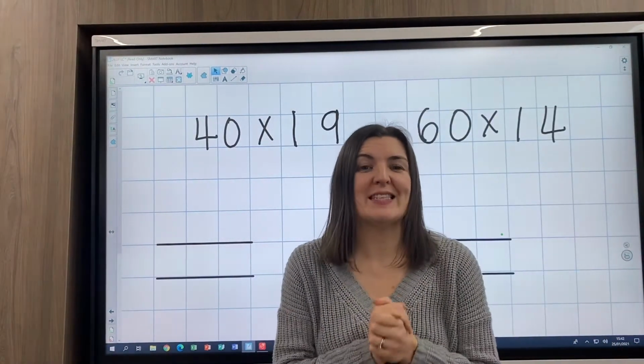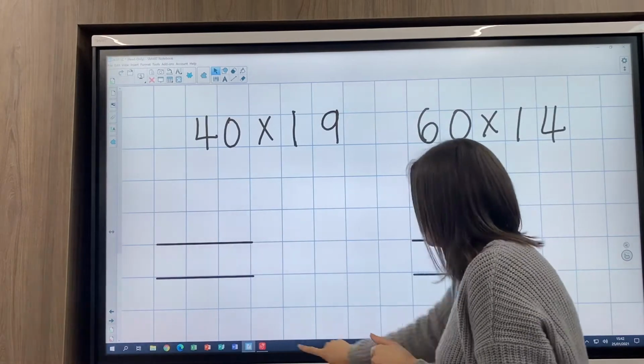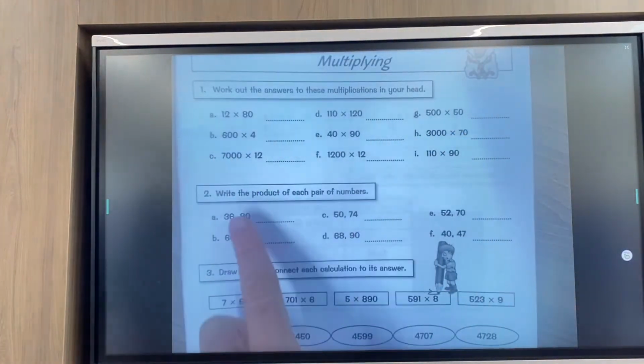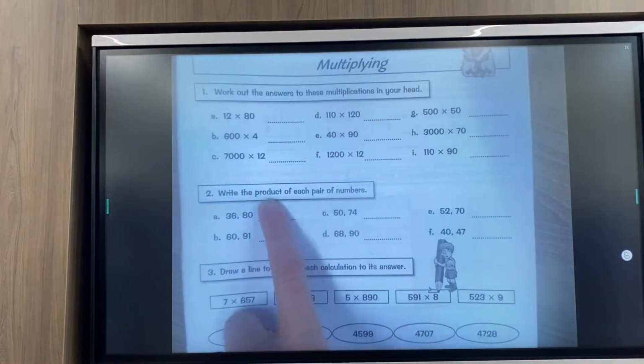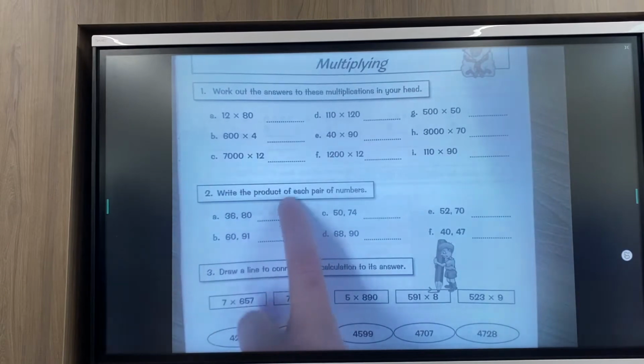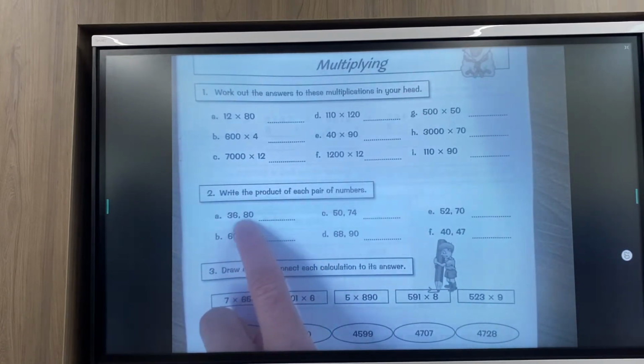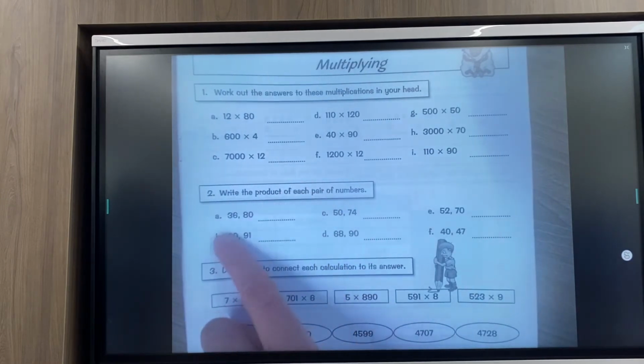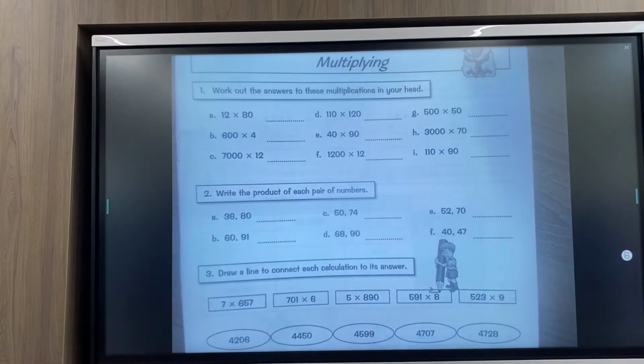Right, so now we are on to section 2. Section 2 in the book, you've got to write the product of each pair of numbers. You might not have seen this word product before. Product just means multiplication. So it means when you multiply these two numbers together. A product means multiplying these two numbers together.